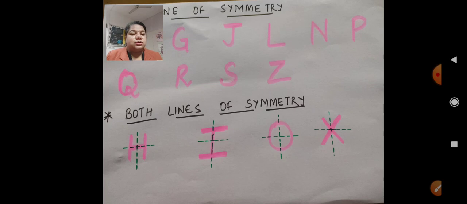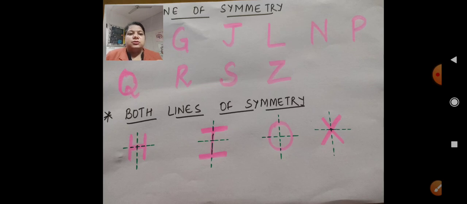Why have we included O? Because it has a vertical and a horizontal line of symmetry, although it has other lines of symmetry also, but we need not take care of that. But yes, if the question asks for having only vertical and horizontal lines of symmetry, then we will not include O in this case, right?